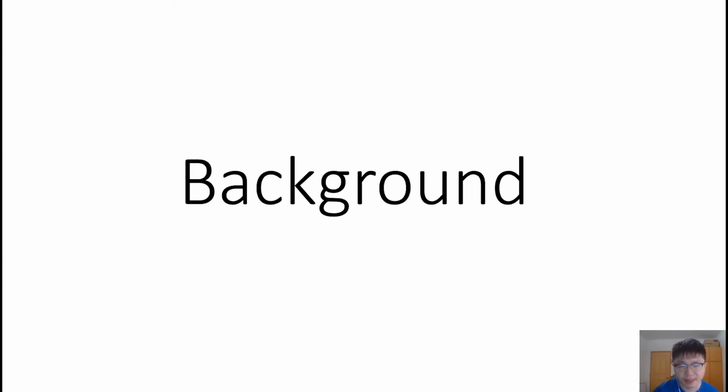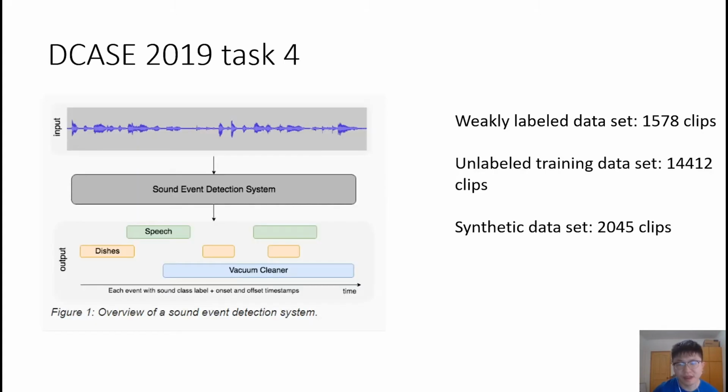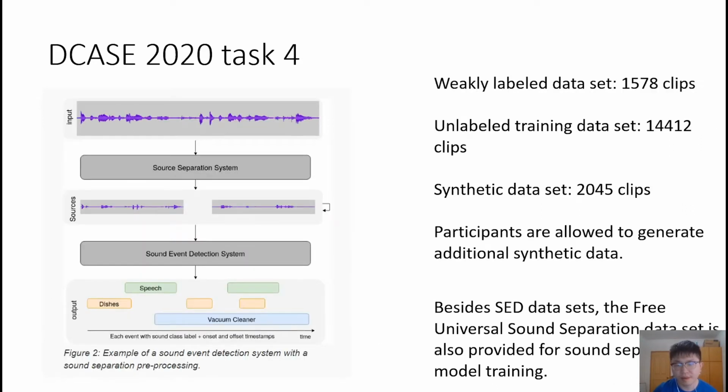The first part, background. Let me first introduce the DCASE 2019 Task 4. The task contains 3 training sets, which are weakly labeled dataset, unlabeled dataset, and synthetic dataset. For DCASE 2020 Task 4, participants are allowed to generate additional synthetic data. Additionally, the sound separation dataset is also provided.